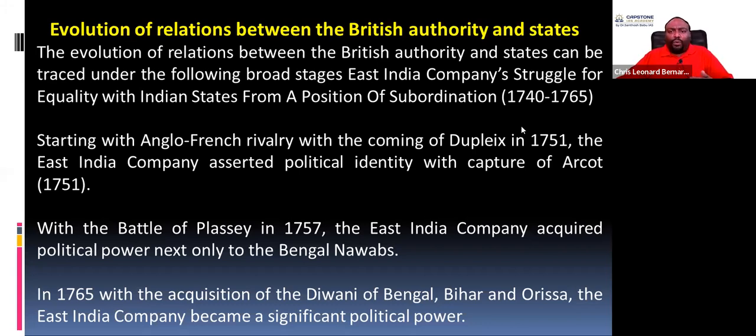Starting with the Anglo-French rivalry in 1751, Lord Dupleix, the East India Company asserted its political identity with the capture of Arcot in 1751. And the Battle of Plassey changed the course of Indian history, where for the first time a colonial power acquired territorial and political power, and this brought the Britishers on equal footing with the Indians. And after the 1764 Battle of Buxar, the Allahabad Treaty, in 1765 they acquired the Diwani of Bengal, Bihar, and Orissa. This changed the Britishers from a trading company to a significant dominant political power.